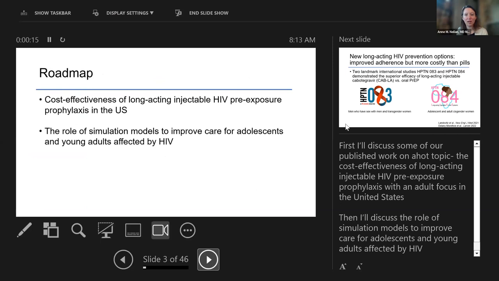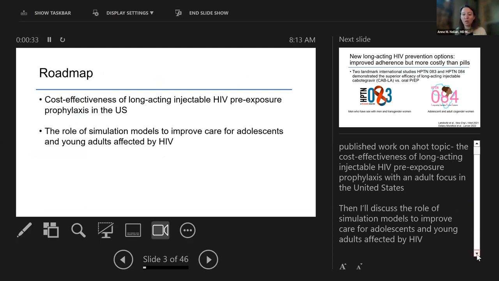So I think I stopped with, I have no disclosures. So first I'm going to discuss some of our published work on a pretty hot topic, the cost effectiveness of long-acting injectable HIV pre-exposure prophylaxis, but with an adult focus and in the US. And then next I'll discuss the role of simulation models to improve care for adolescents and young adults affected by HIV. And I can't see the chat while I'm speaking, so if for some reason the sound is off, please just somebody interrupt me.